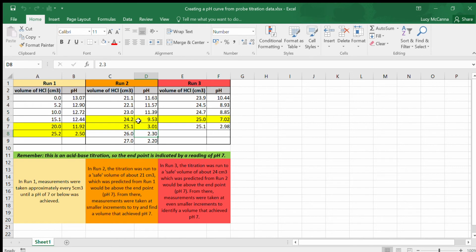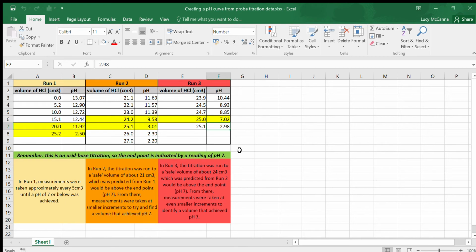In the third run, I've gone to my safe volume indicated by this one here, which is about 24, and I've titrated at much closer intervals, and I've managed to more or less hit pH 7 there. So you will have something like this. Yours might be a bit longer than mine, and you might have lots more numbers, but the principle is the same. I'm going to quickly show you how you put these numbers all together and produce your graph, which is needed for your assignment.